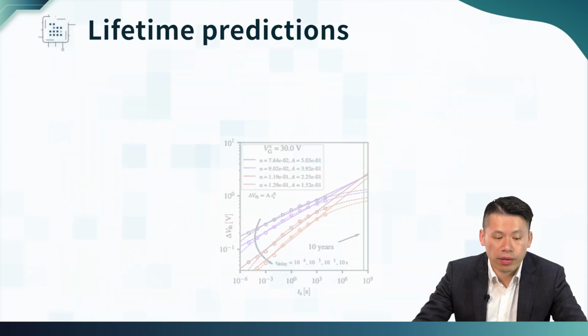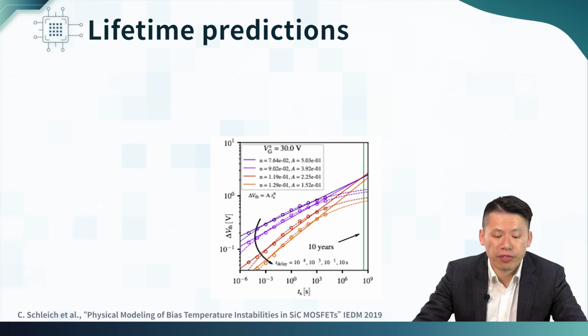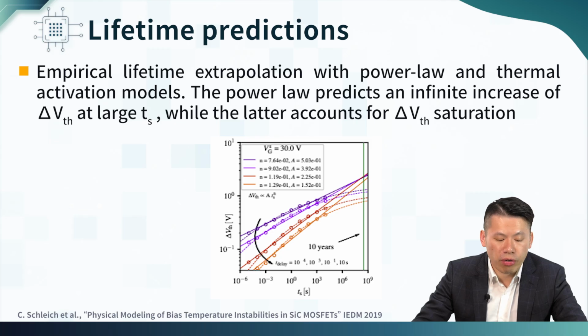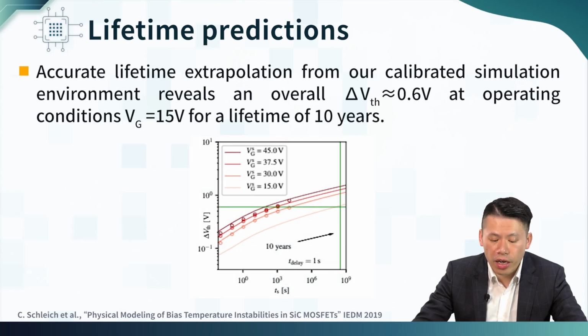And finally, the important part for BTI is to have a lifetime prediction. In this case, the empirical lifetime extrapolation uses the power law or the thermal activation model. You can see that the power law predicts an infinite increase of delta VTH, so the increase can be large, while the thermal activation model shows a saturation of the VTH shift. But by using the defect band, the accurate lifetime extrapolation from this work reveals that there is a threshold voltage shift of around 0.6 volt for VG of 15 volt and an operating time of 10 years. That means the different understanding of BTI can in the end cause a huge difference in the lifetime prediction.